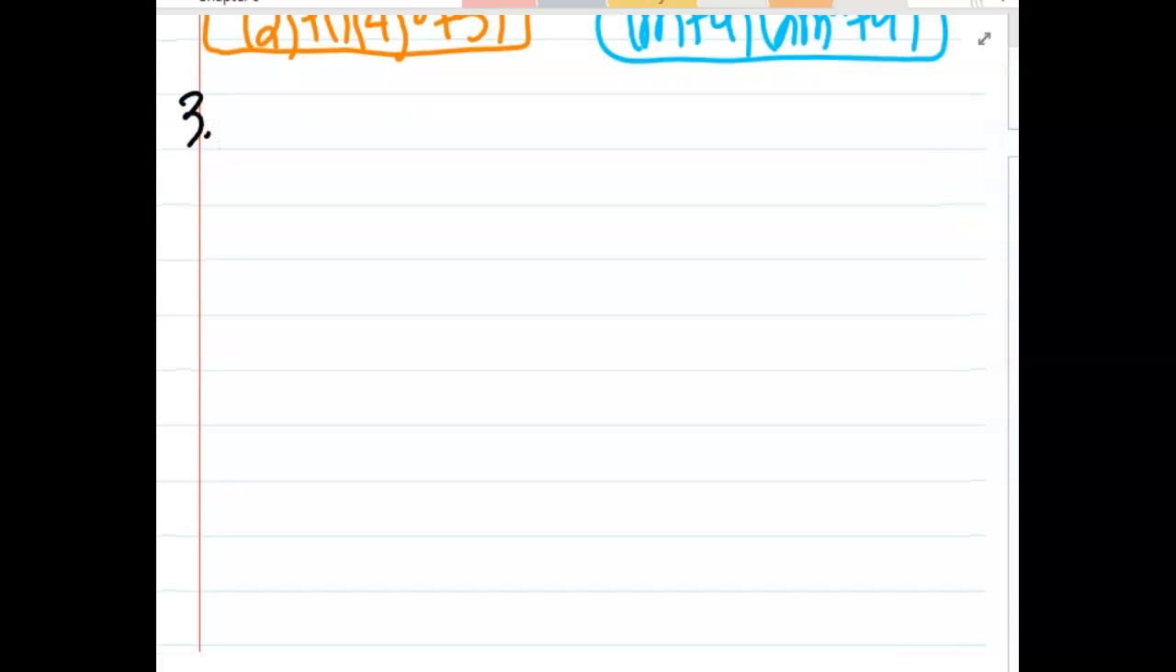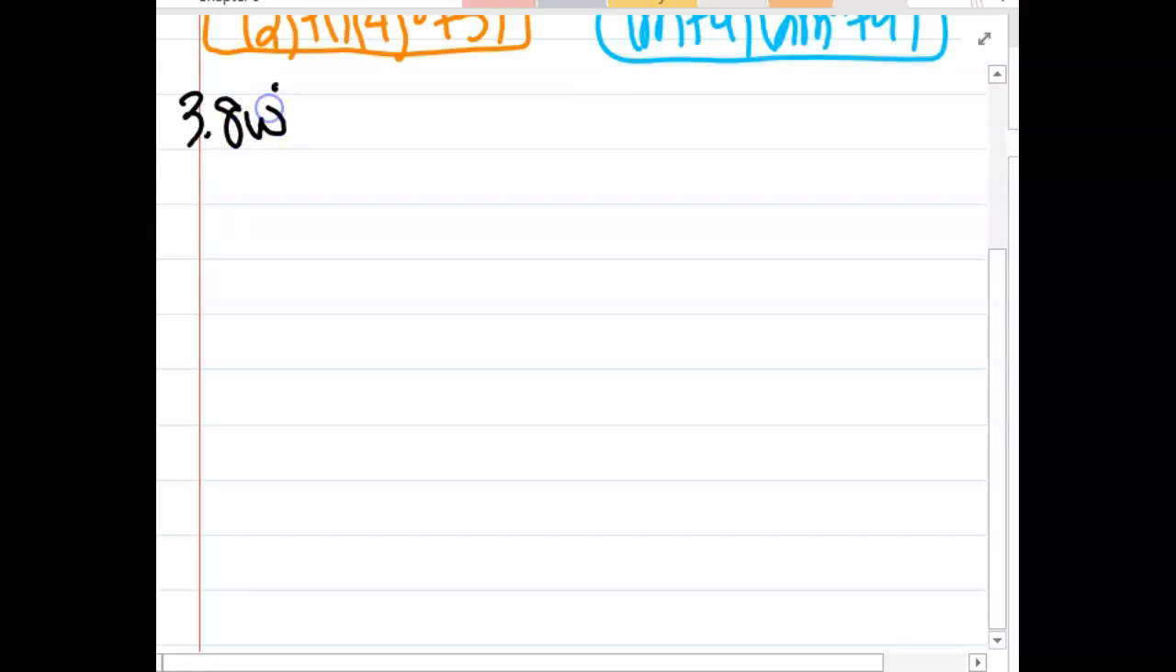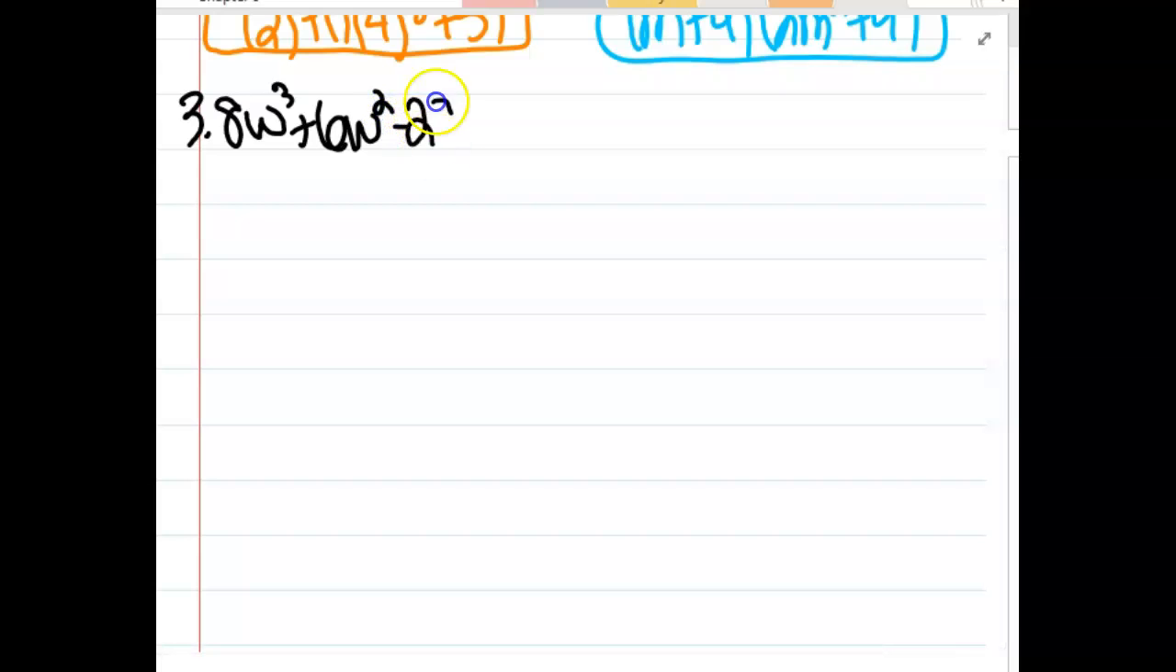Okay, number 3. 8w cubed plus 6w squared minus 28w minus 21. Okay, first thing we want to check for is greatest common factor. There isn't one. I have 4 terms. So we're going to group the first 2 terms, group the last 2 terms. Remember what I said, we do not want to include that middle sign in either one of our groups.